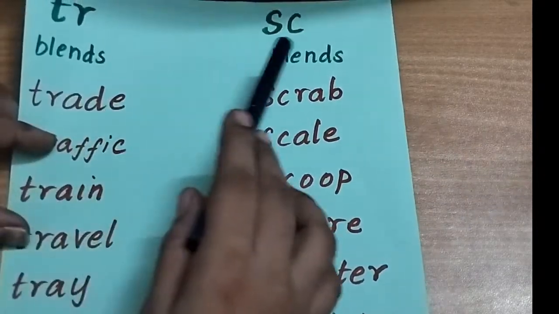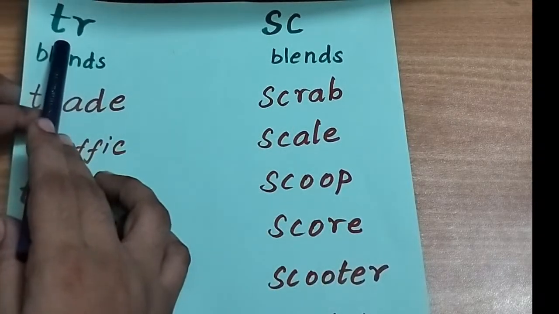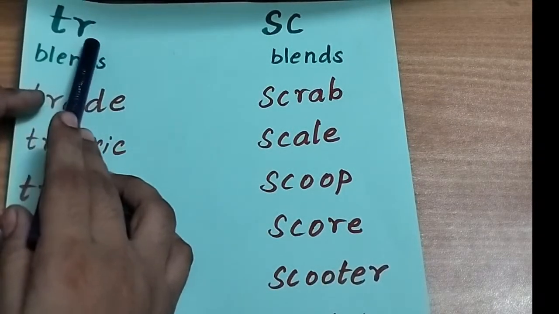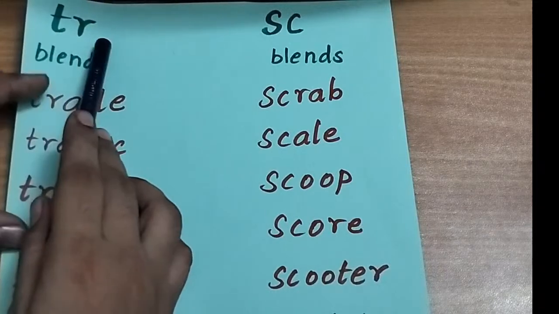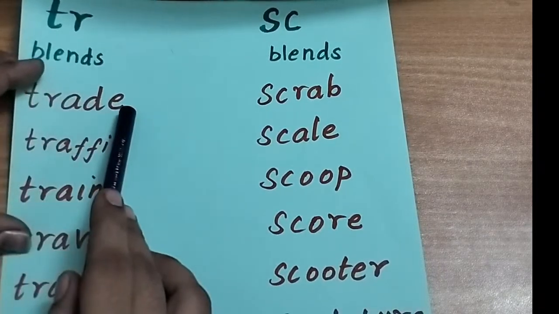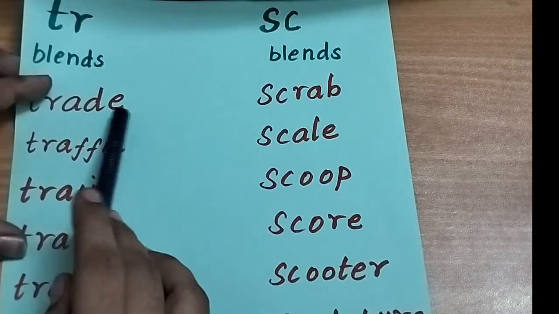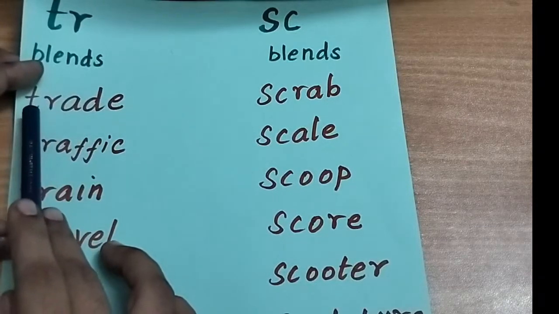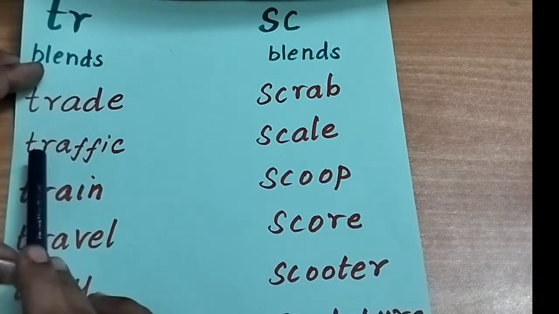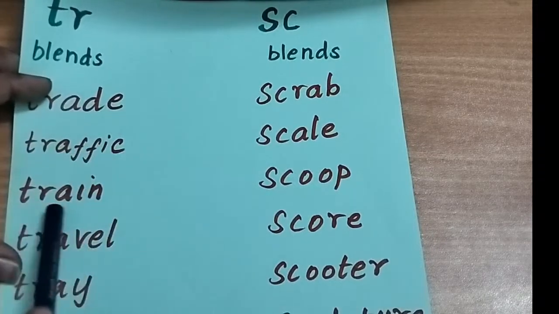TR blends and SC blends. The sound of T is T. Next, the sound of R is R. Okay. Trade. The first word is trade. You have to pronounce the sound of T and also the sound of R. Traffic. Train.